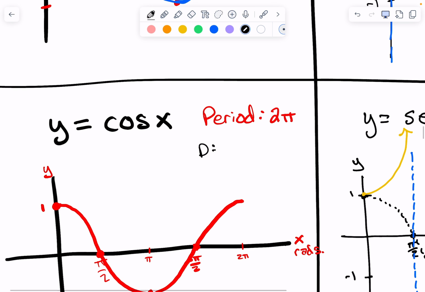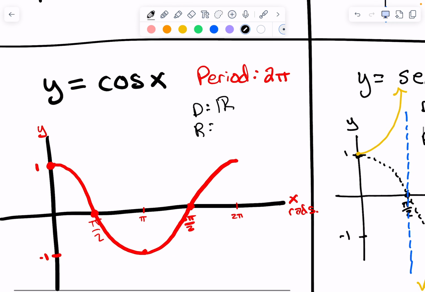Domain, left and right, forever. Range, up and down, forever? Or no, just -1 to 1, right? Unless we switch his amplitude, because then he'll go as high and as low as that. But he will touch -1, he will touch +1, and he will just bounce around in between those two. Got it? Sine, cosine. Am I going too fast?